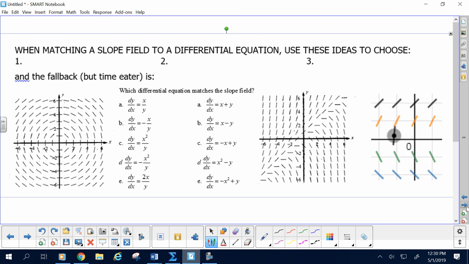Okay. Matching a slope field to a differential equation. I beg you to use zero slopes and undefined slopes. That's the easiest way to eliminate multiple choices. Okay. Then, if it's a product or a quotient, use signs in the quadrants.